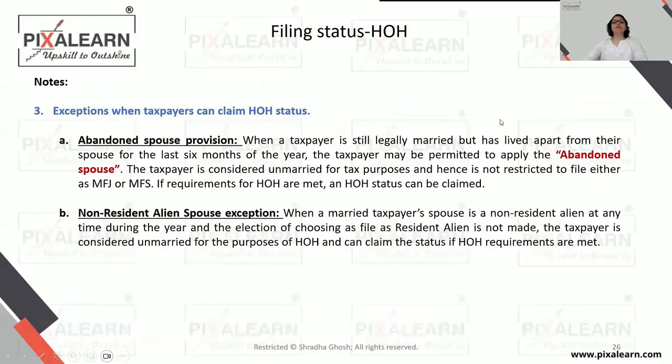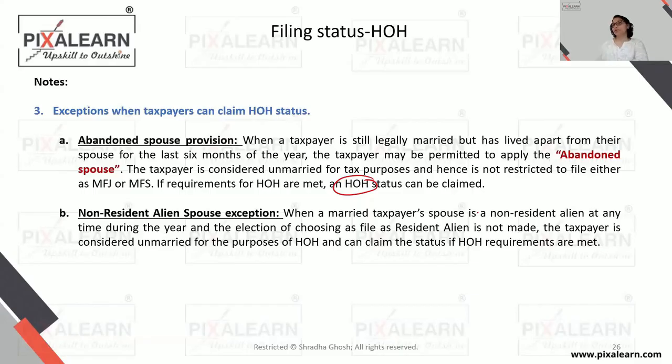I've already spoken about abandoned spouse. So even if you are in the process of legal separation and you're not staying with the spouse for at least 6 months towards the close of the tax year, and if you're supporting somebody, you can still claim the HOH status. What's a non-resident alien spouse exception?